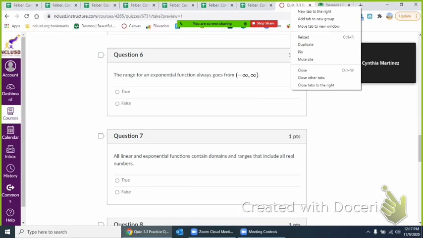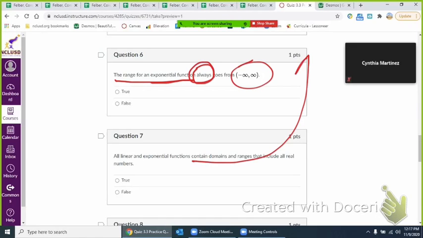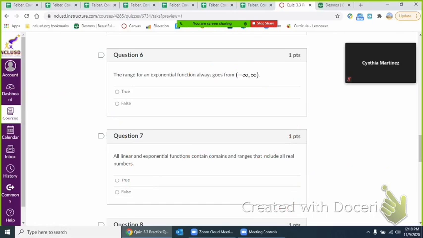Cool. Okay, so this one, number 6, should be false. This is saying that the range for an exponential function always goes forever up and down. That's basically what it's saying, that exponential functions go forever up and forever down, but we know they only go forever in one direction. It's either going to be like that or like that. Or it could be like this. Okay, but they never go forever up and down.